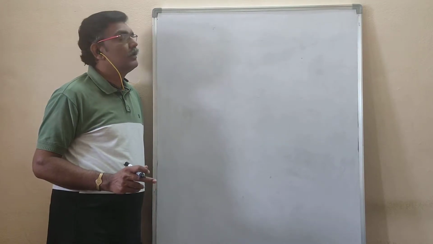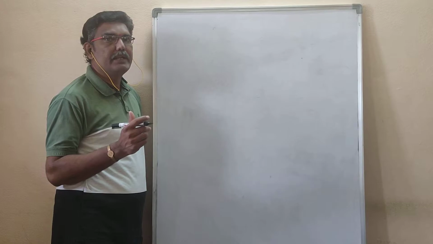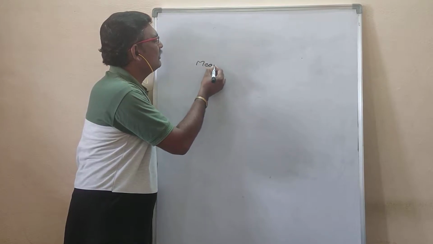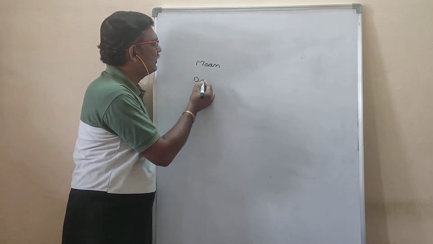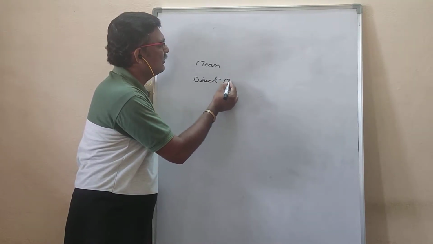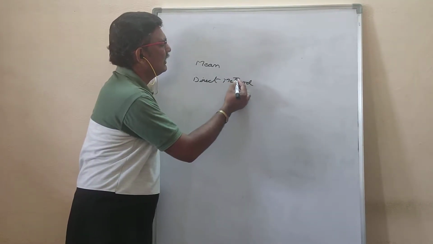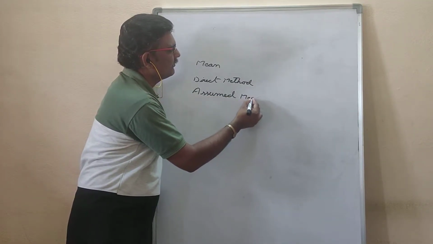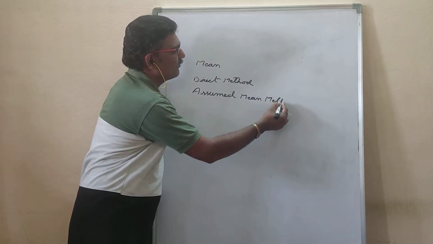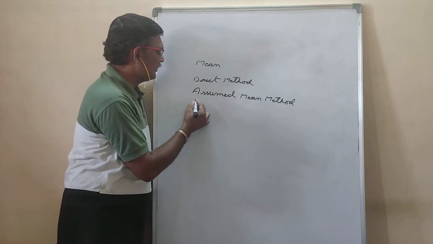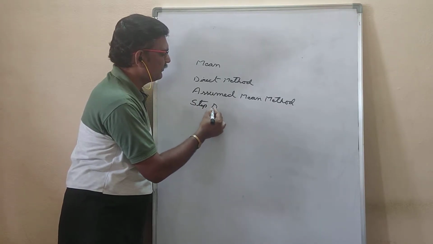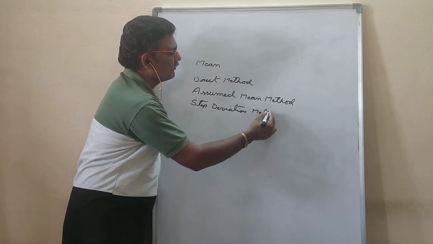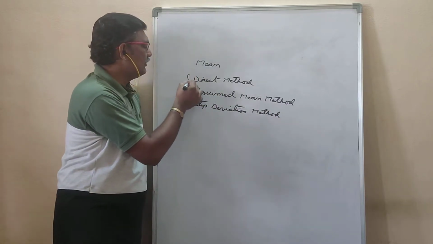Good morning, students. In last class we discussed how to find median and how to find mean. To find mean we have three methods. First one is direct method, second one is assumed mean method, and third one is step deviation method. So in mean we have three methods.